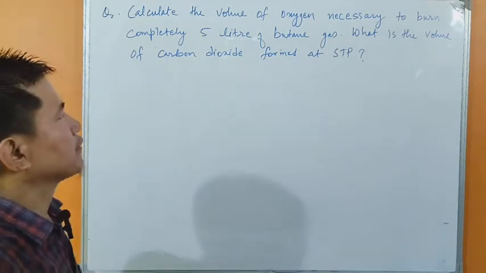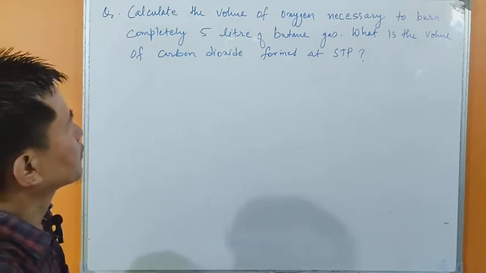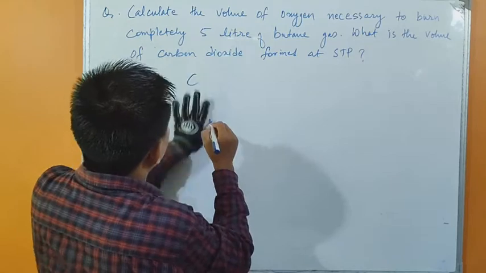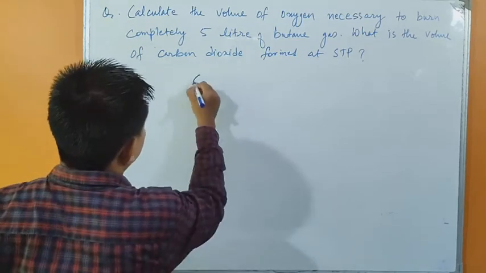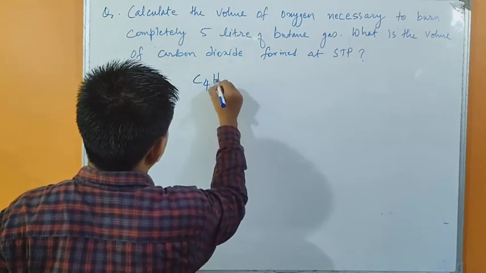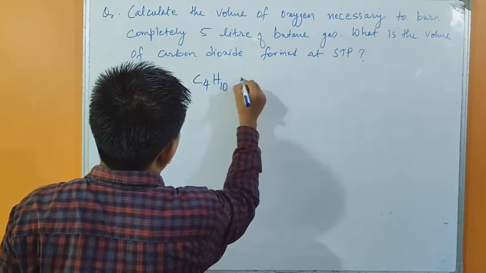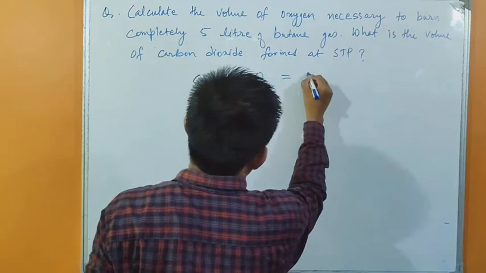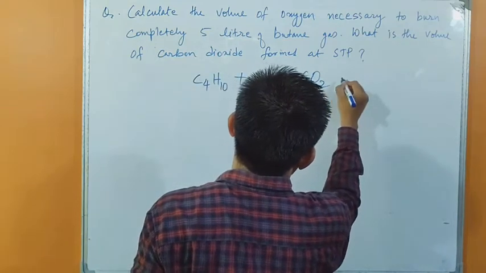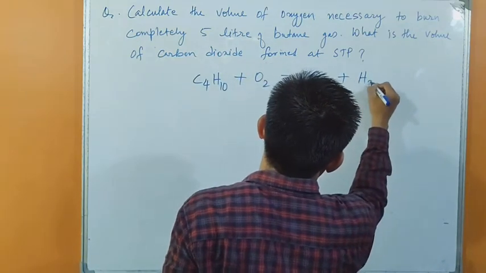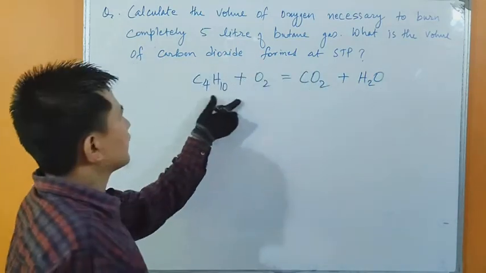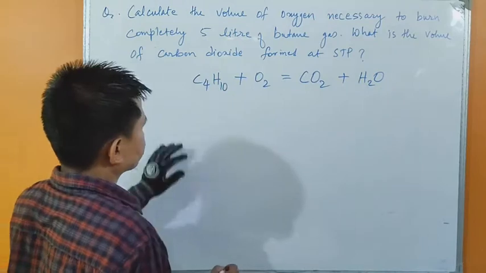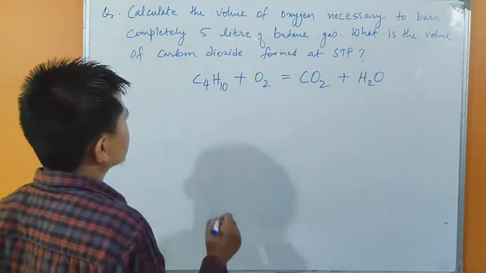Let us first write the chemical reaction, and then we will proceed. The formula for butane gas is C4H10. Butane reacts with oxygen to produce carbon dioxide and water. Okay, let us balance this chemical reaction.